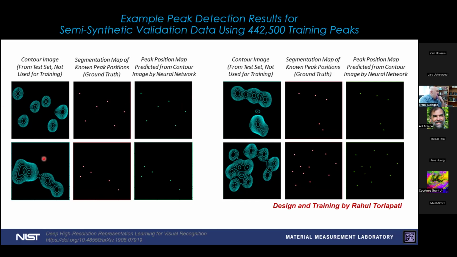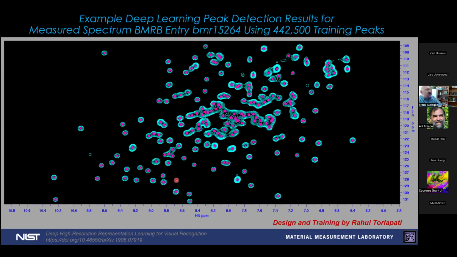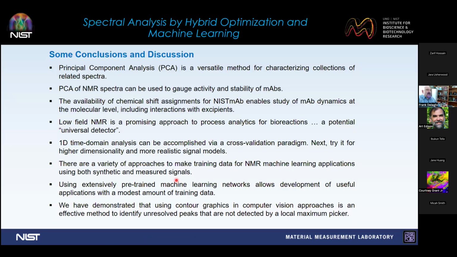So here's an example input. Here's the ground truth. Here's what the neural network tells us. And then finally, here's what a result looks like for a complete spectrum. So this is work in progress, but it's very promising and exciting. And it's a nice example of the kind of work that we do here at IBBR.